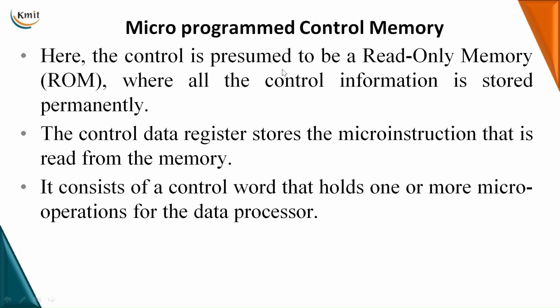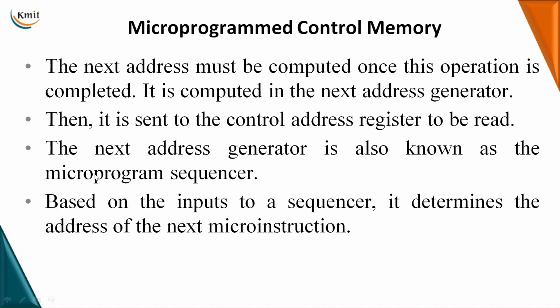So here the control memory is presumed to be read-only memory where all the control information is stored permanently. And the control data register stores a micro instruction that is read from the control memory. The micro instruction is stored in control memory in the form of a control word. We call it a control word. A control word, or a micro instruction, can perform one or more micro operations on the data. A next address must be computed once this operation is completed.